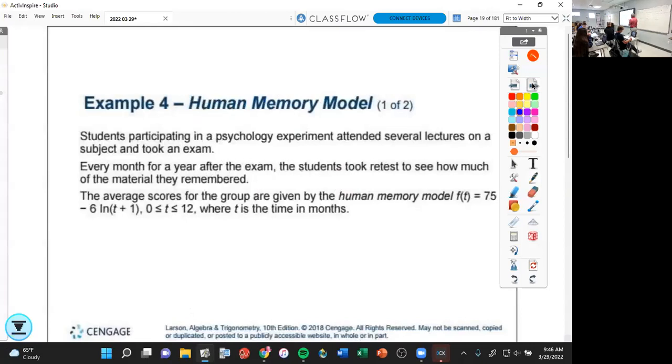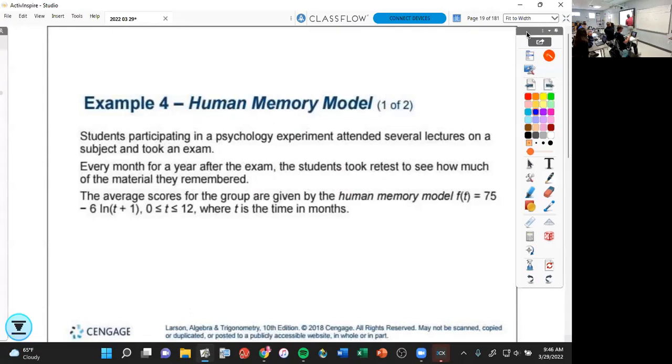Human memory model. Students participating in a psychology experiment attended several lectures on a subject and took an exam. Every month for a year after the exam, the students took retests to see how much of the material they remembered. The average scores for the group are given by the human memory model. F of t is equal to 75 minus 6 natural log of t plus 1, where t is between 0 and 12. T is in months.